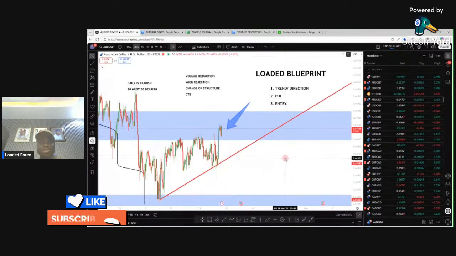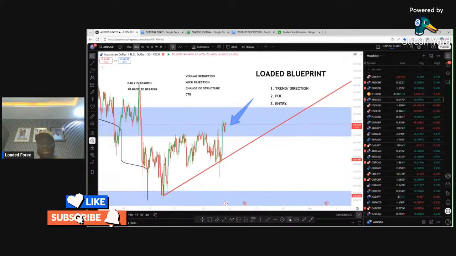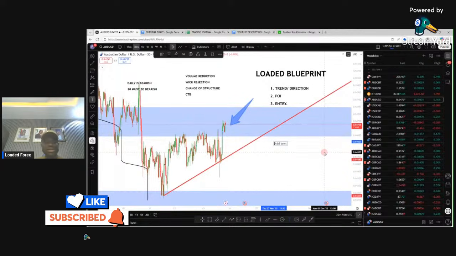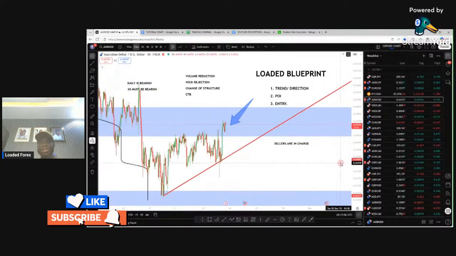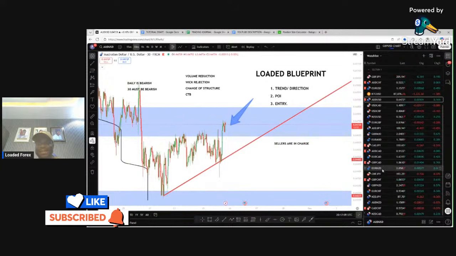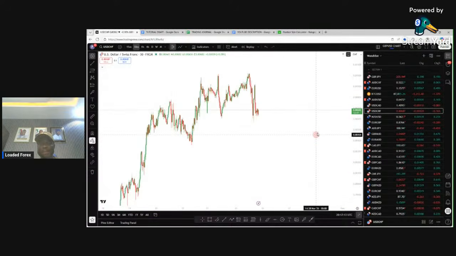So the sentiment on AUD USD inside our journal is sellers are in charge of the markets, right? So let's analyze USD CHF.